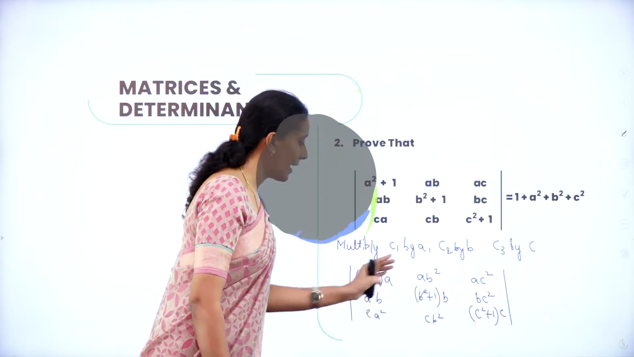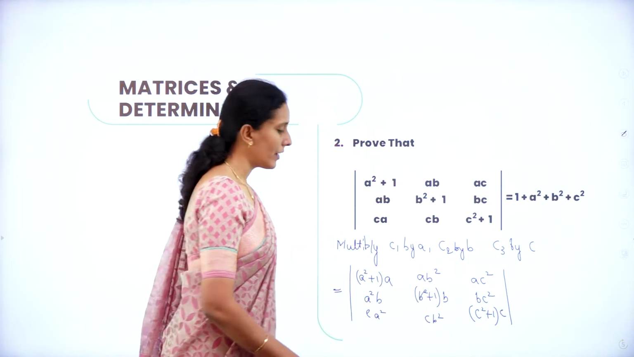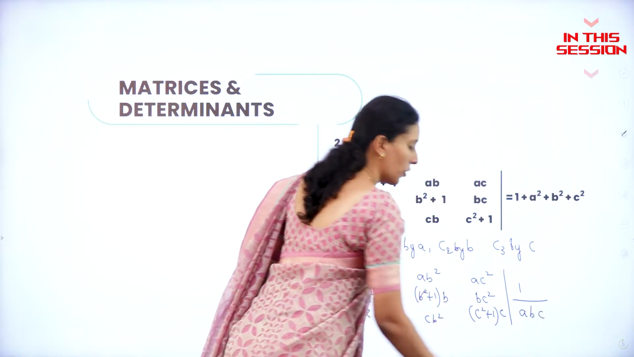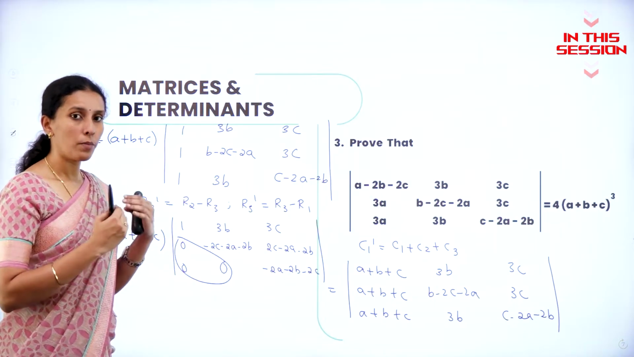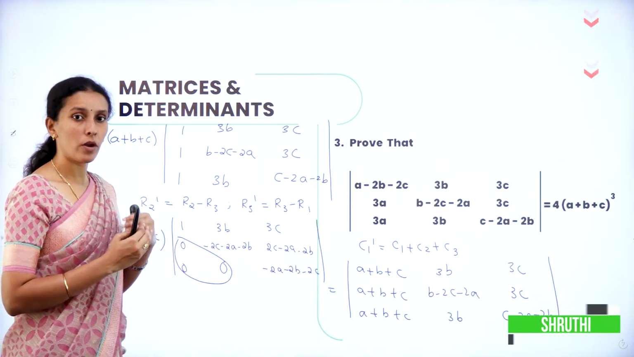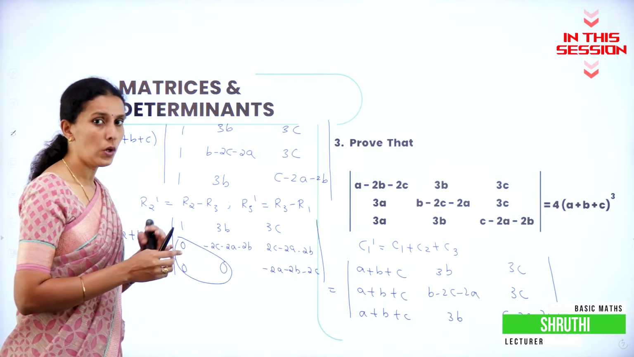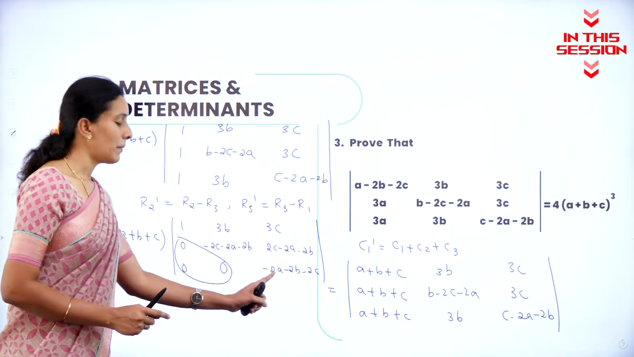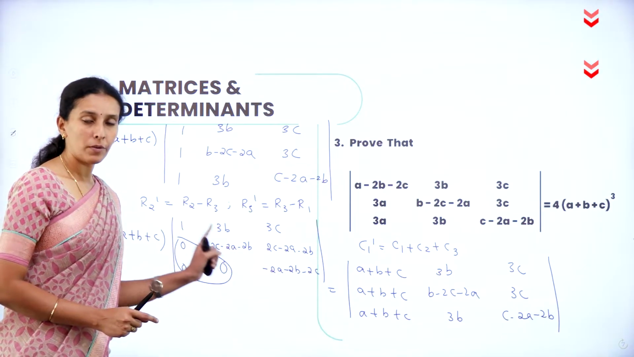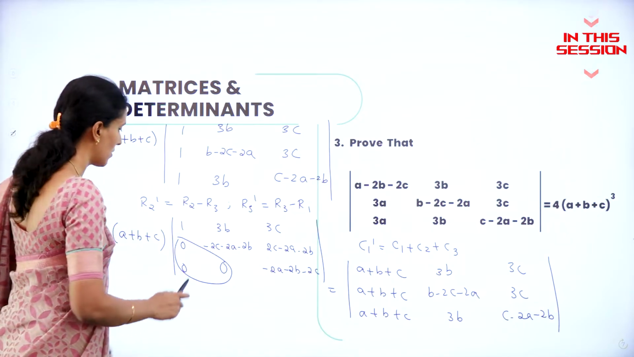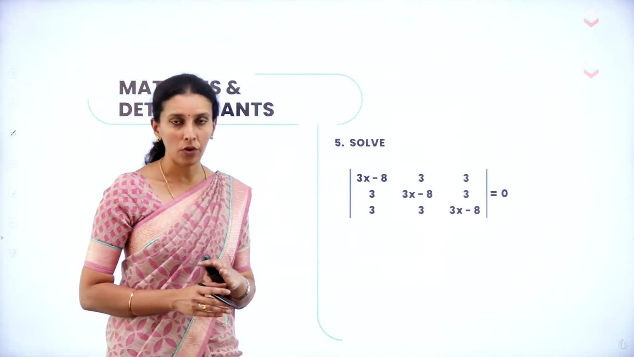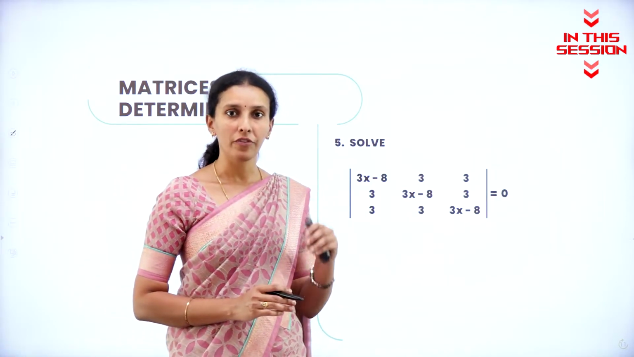When you multiply any factor, you have to divide by the same because the value of the determinant should not change. When all the elements on one side or both sides of the principal diagonal are 0, the value of the determinant is just the product of the principal diagonal elements. They have given that the value of the determinant is equal to 0. We need to find the value of x.